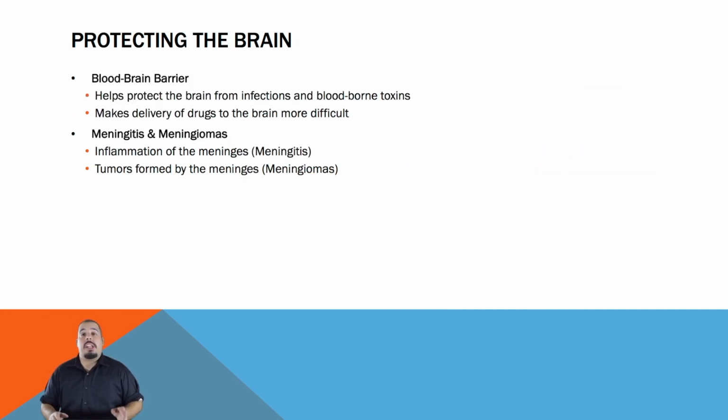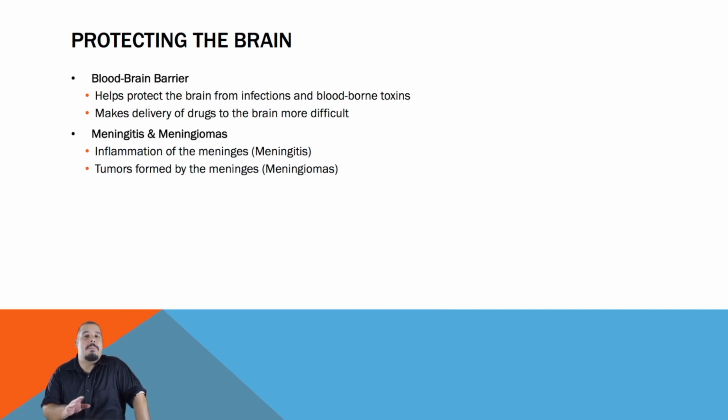The blood-brain barrier is a highly selective, semi-permeable membrane barrier that separates the circulating blood from the brain and extracellular fluid in the central nervous system. This means that it only allows certain substances to pass through, such as water, some gases, lipid-soluble molecules, and some amino acids and glucose that are vital to neural functioning. It also protects the brain from infections and blood-borne toxins and makes delivery of drugs to the brain more difficult.